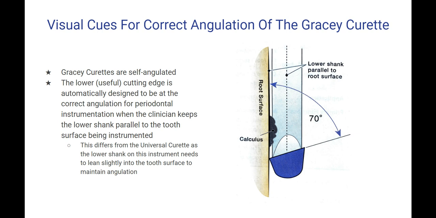This differs from the universal curette as the lower shank on this instrument needs to lean slightly into the tooth surface to maintain angulation. So for Gracey curettes, to maintain the angulation, the lower shank will be parallel to the root surface or tooth surface. For universal curettes, to maintain the angulation that we need, the lower shank will need to lean into the tooth or root surface that you are working on.